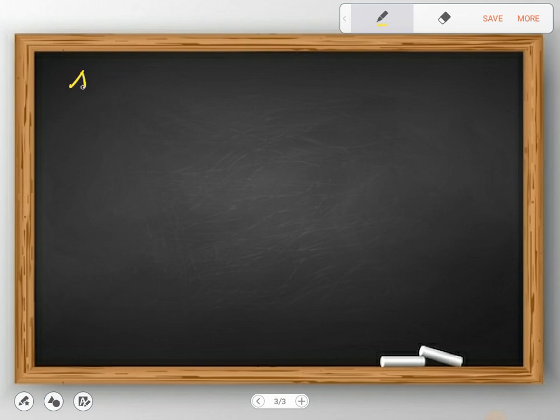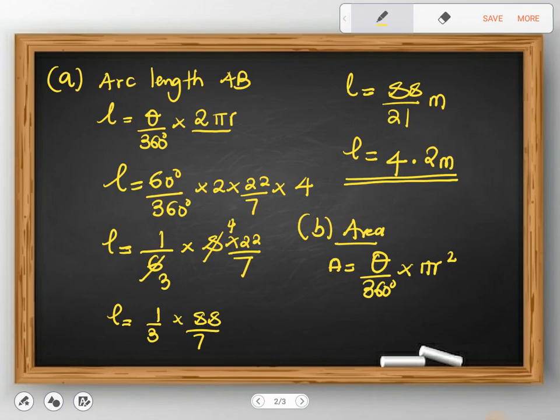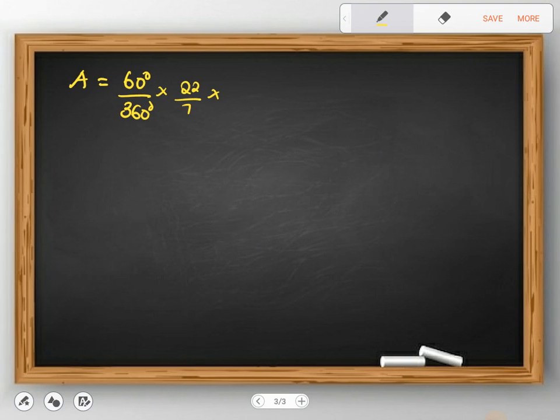So for area, we proceed. The theta is 60 degrees over 360 degrees multiplied by pi, which is 22 over 7, and the radius is 4. Now remember, it's being squared. So that will be 4 multiplied by 4. So this is 1 over 6. We already found that one. It's 22 over 7. Then we have 16.